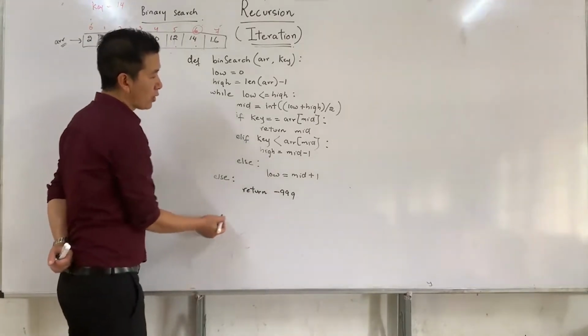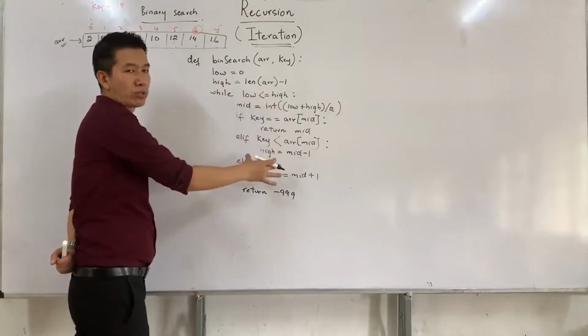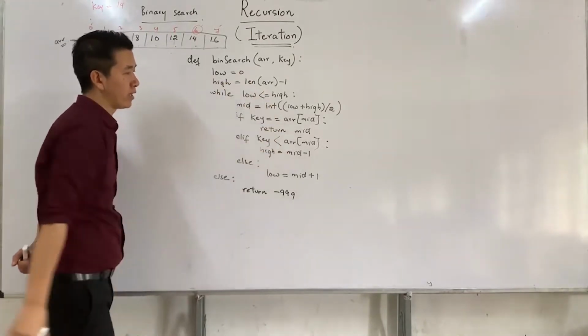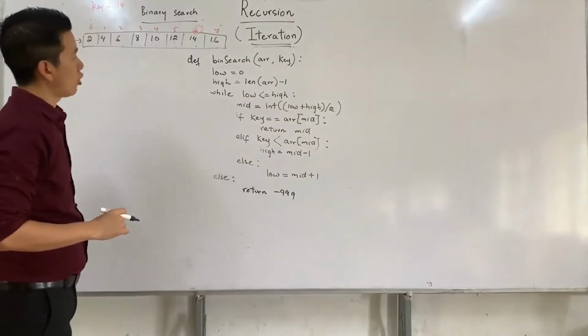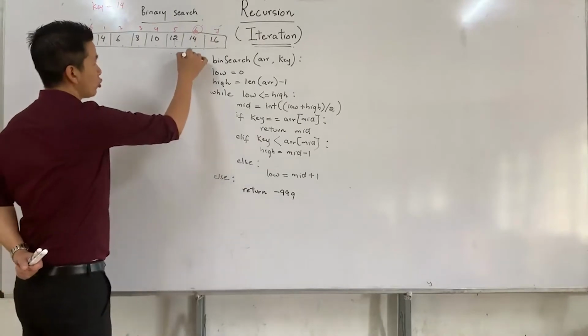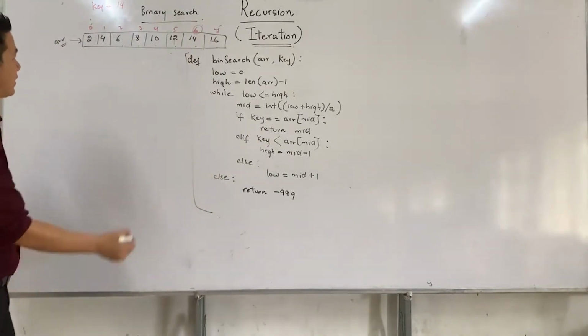So this statement will be executed if there are no values being returned from the block of while, which means the value is certainly not found in the list of ARR. So we'll try to execute this step by step.